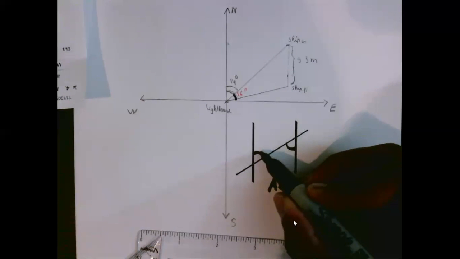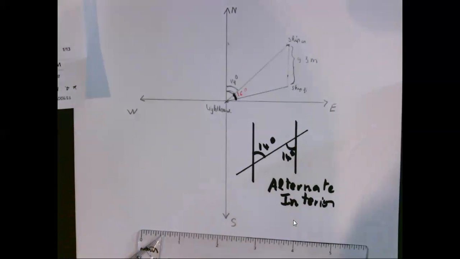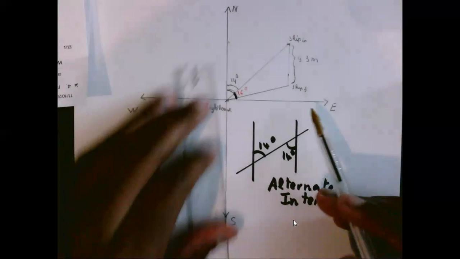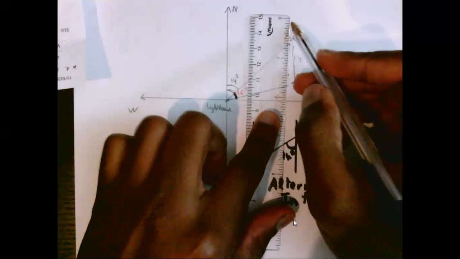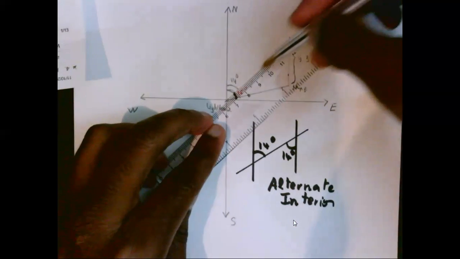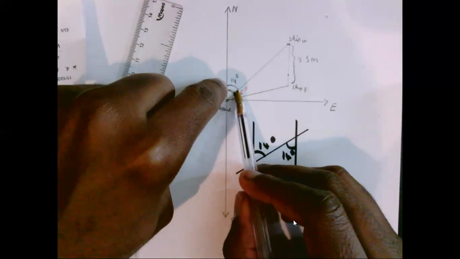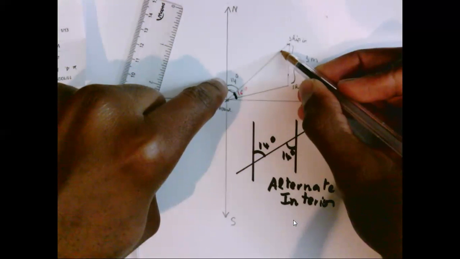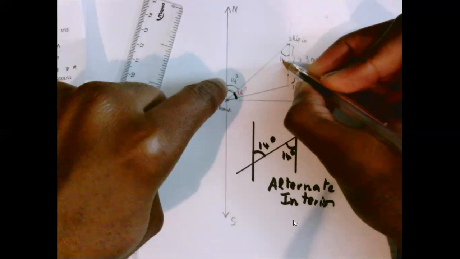So if this one is 14, then this one is also 14 degrees. So we notice that this line that is here is parallel to that line that is here. Those two lines are parallel and they're separated by a line just like the one that we have here, and the angle that is here is 14 degrees. So the angle that is here, because they are alternate interior angles, is also 14 degrees.